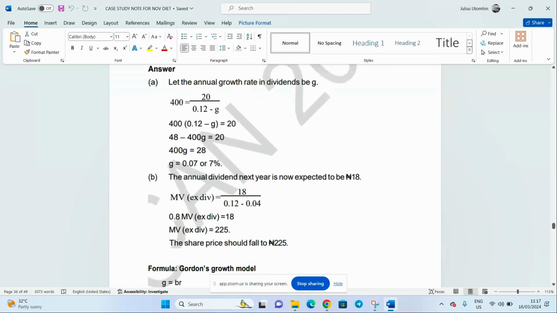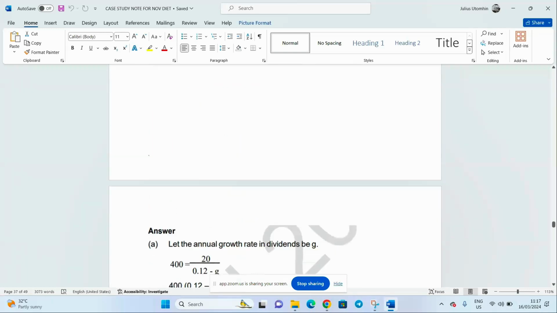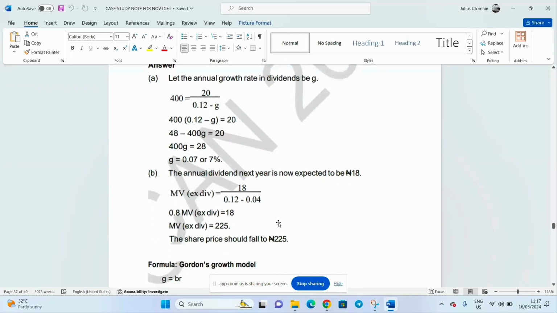So our current dividend was how much? 20. When you reduce it by 10%, it becomes 18. Then your growth is now 4% according to the additional information given. So what is the market price? It will just be 18 over 12% minus 4%. So 18 divided by 0.08. What do you have?